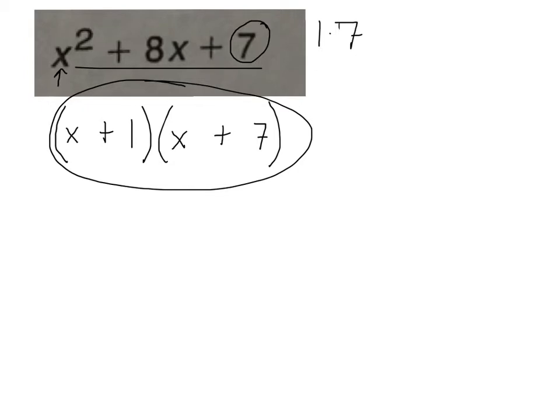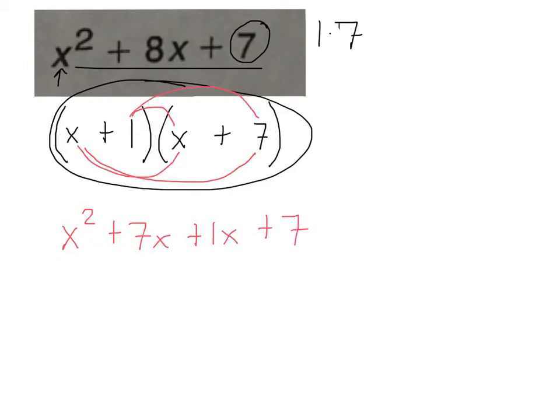Okay, now you should always FOIL just to make sure you did it right, shouldn't you? So x times x is x squared. X times 7 is 7x. 1 times x is 1x. And 1 times 7 is 7. Now I'm going to combine like terms. So I have x squared plus 8x plus 7, which is exactly what I started with, right? Which tells me this is my answer right here. It tells me that I factored it correctly.